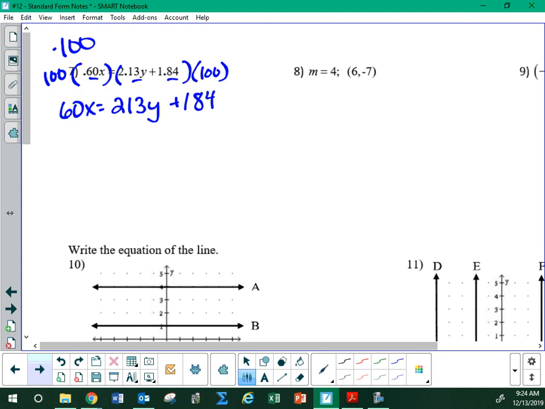The numbers become big. Okay. So now I just need to get x, then y equals constant. So we already have x on the left side. I still need y on the left side. So I'm going to subtract 213y.